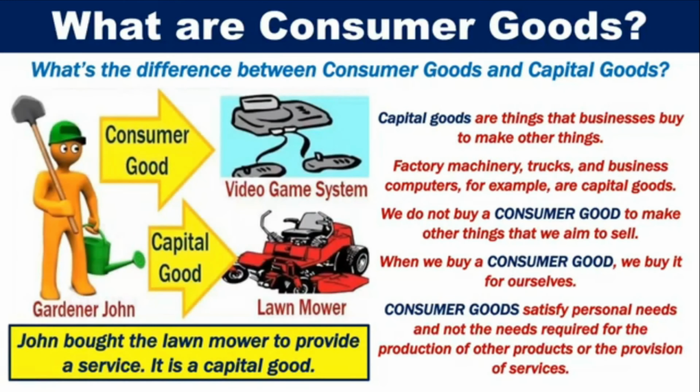What's the difference between consumer goods and capital goods? Capital goods are things that businesses buy to make other things. Machinery, trucks, and business computers, for example, are capital goods. We do not buy a consumer good to make other things that we aim to sell. When we buy a consumer good, we buy it for ourselves. Consumer goods satisfy personal needs, and not the needs required for the production of other products or the provision of services.